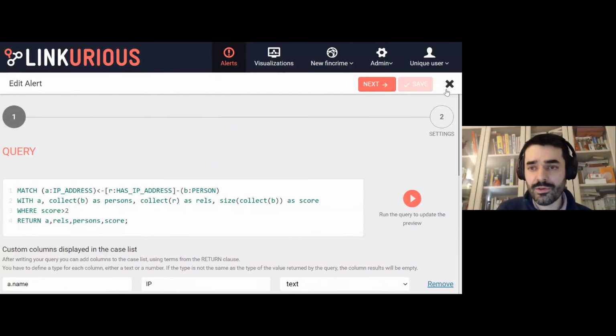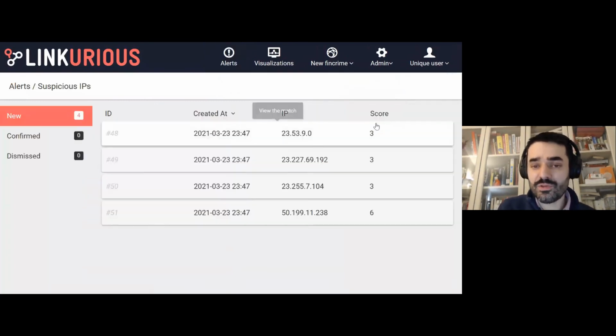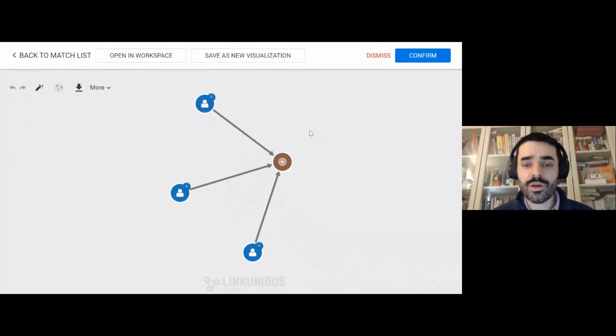I'm closing the query, and I'm going to show you what it looks like, not from the perspective of a developer or data scientist, sorry, but from the perspective of a cyber analyst. I'm simply clicking here on suspicious IPs. I can see a list of alerts. I can click on one of those alerts, and I can inspect it.